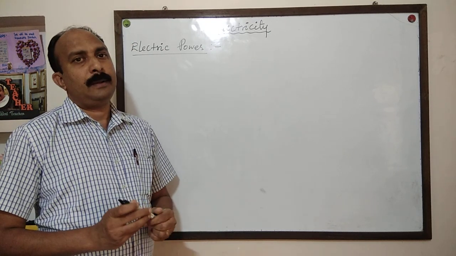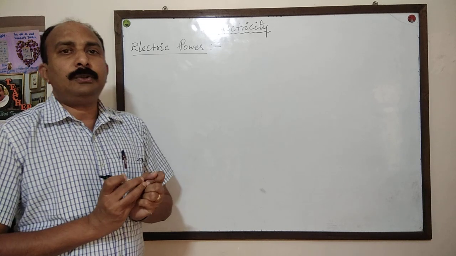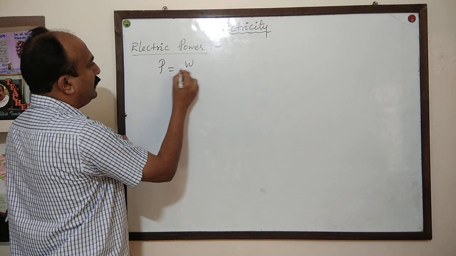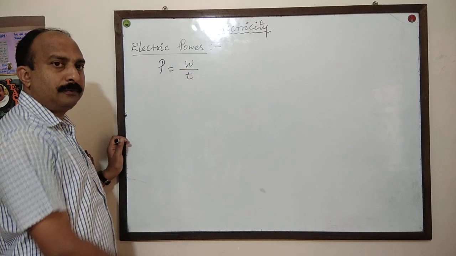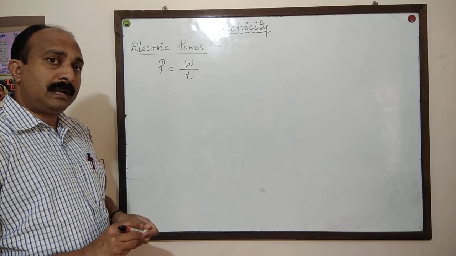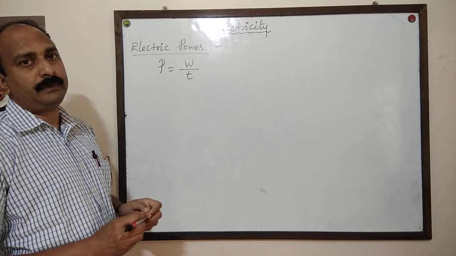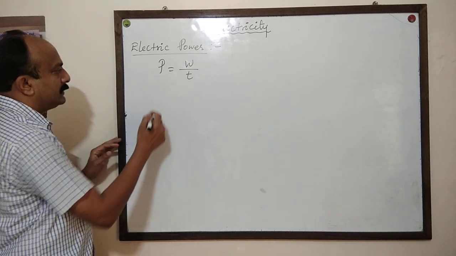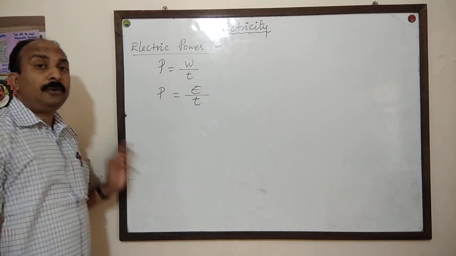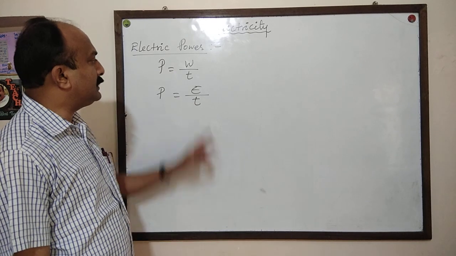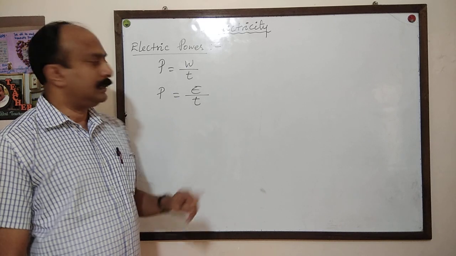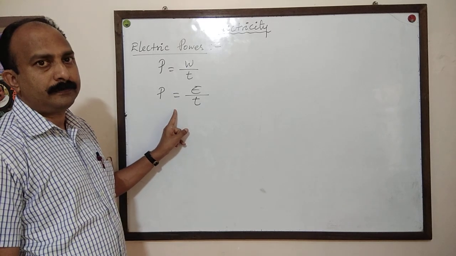In class 9, power was defined as the rate of doing work, that is, power is equal to work done upon time taken. And in the same class 9, you might have studied one more definition of power. Power is also defined as the rate of consumption of energy, that is, energy consumed upon time taken. For electric power, this is the more appropriate definition.